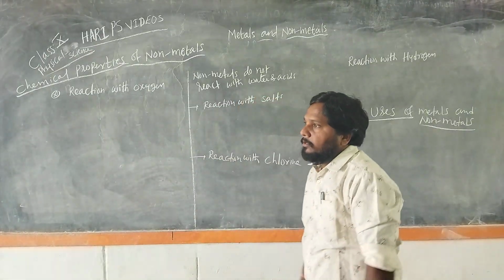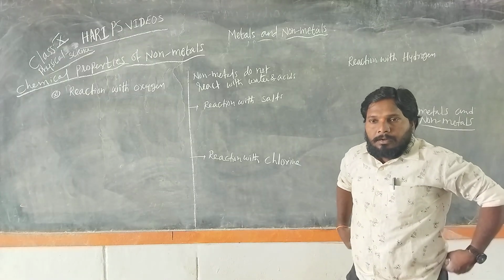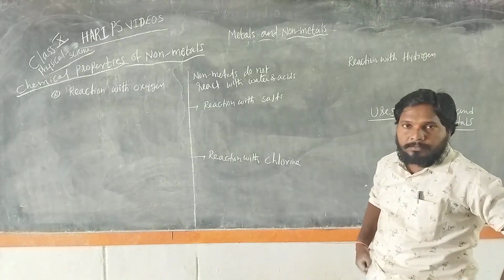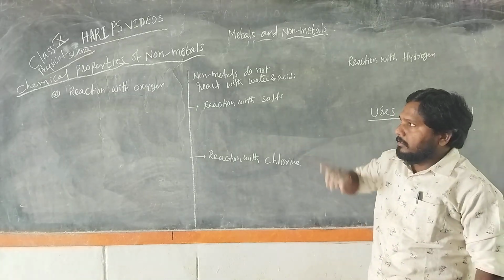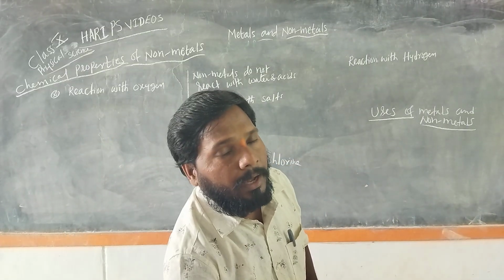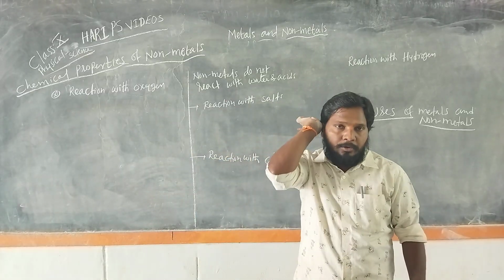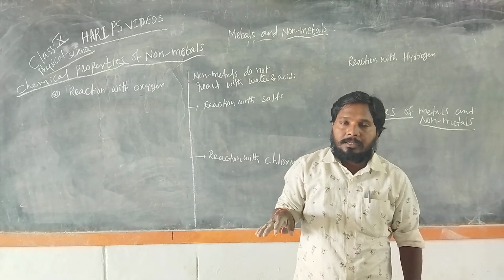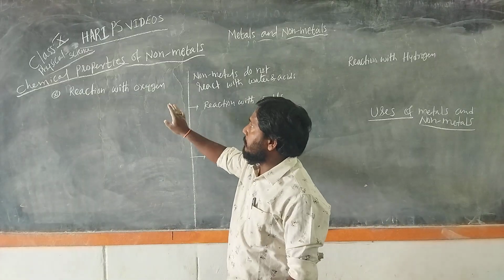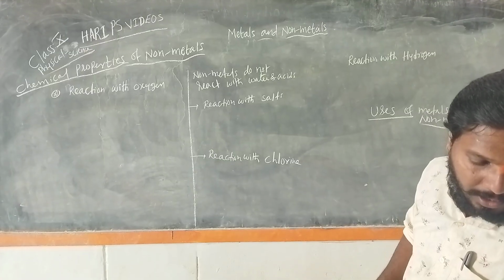So, next topic. In the previous session and previous class, we discussed chemical properties of metals. Now, let's discuss chemical properties of non-metals. We know what happens when metals react with oxygen, water, dilute acids, bases, chemical salts, chlorine and hydrogen. Now, let's understand chemical properties of non-metals.